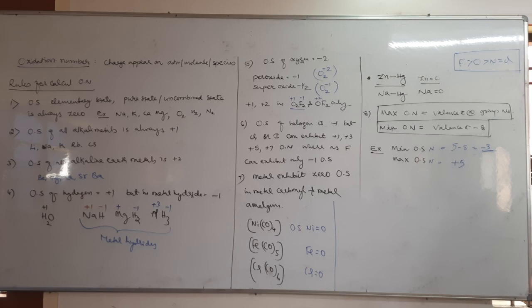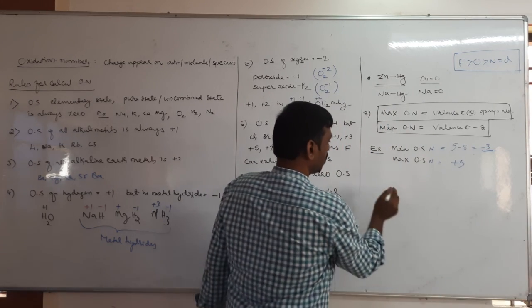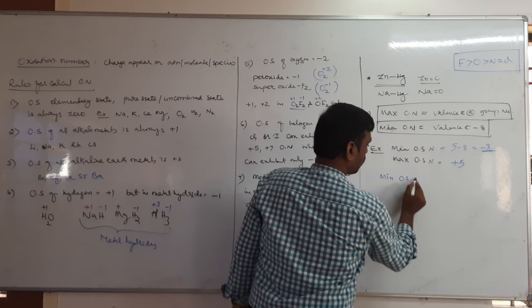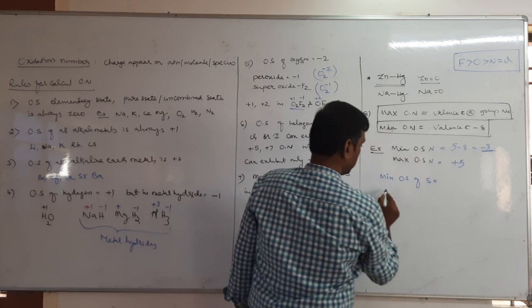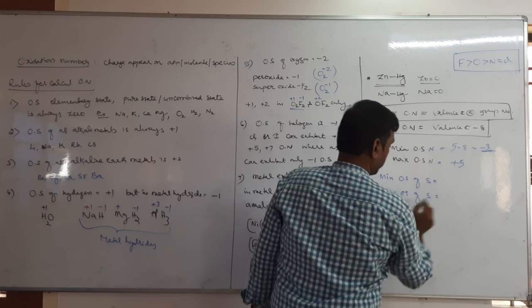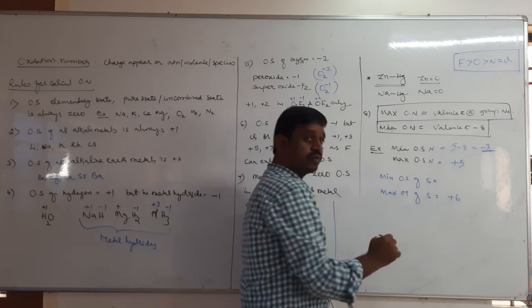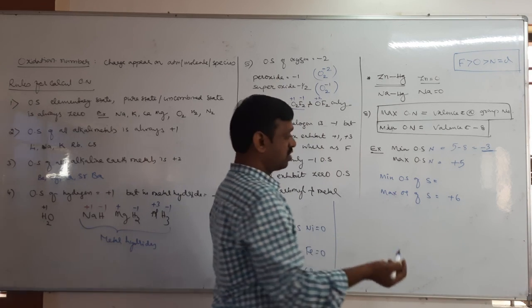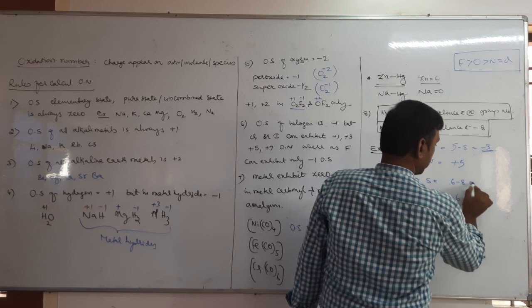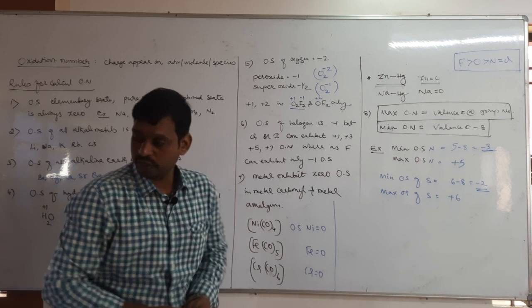Can you tell me the minimum and maximum of sulfur? The maximum OS of sulfur is plus 6. The minimum is 6 minus 8, equal to minus 2. So like that you can calculate.